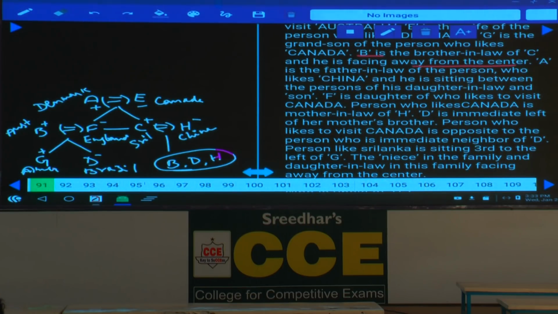Done with this? Now this is about this family tree. Now we need to arrange these persons around a circular table. Now 1, 2, 3, 4, 5, 6, 7, 8 were there. Now among these 8, from where can we start with this one?